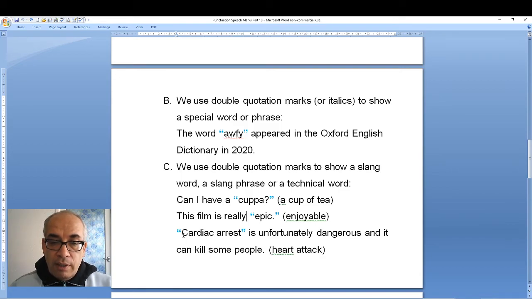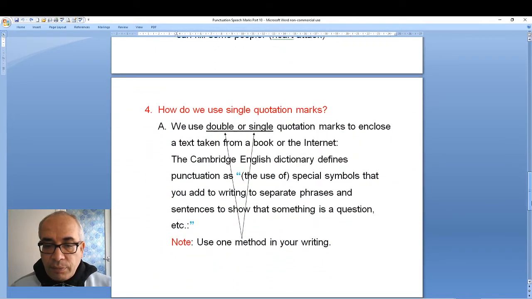So before cardiac arrest, I use double quotation marks. After cardiac arrest, I use double quotation marks. Cardiac arrest is unfortunately dangerous and it can kill some people. What's the meaning of cardiac arrest? It means heart attack. So in speaking, people say heart attack, but doctors say cardiac arrest.